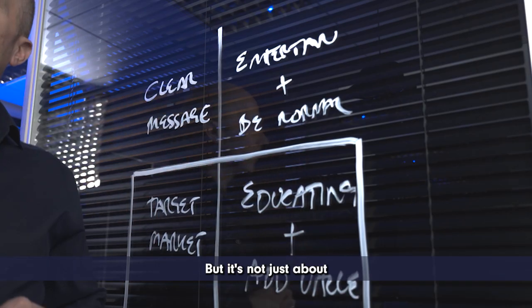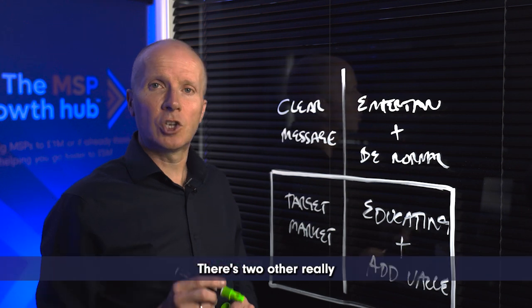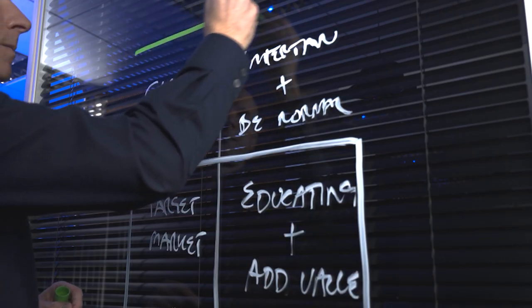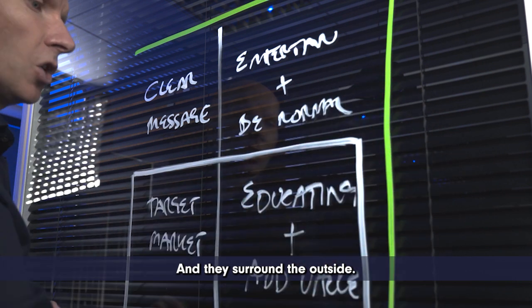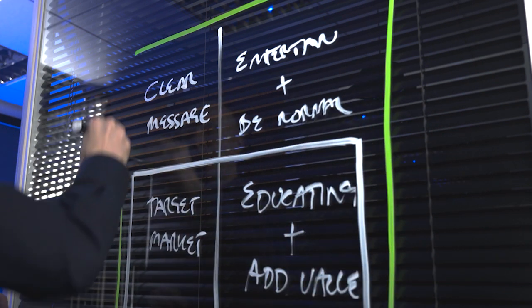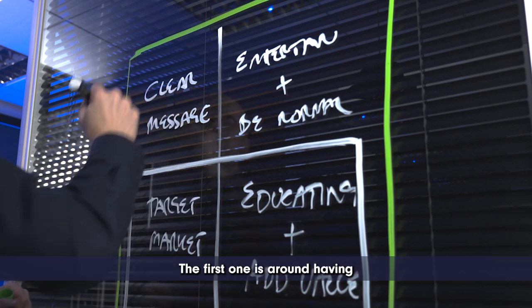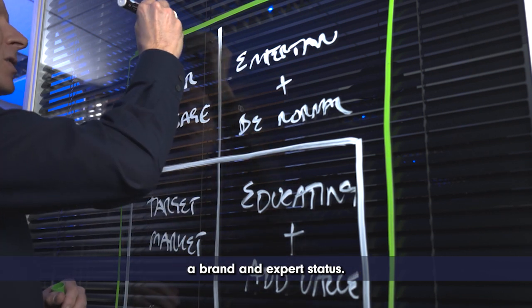But it's not just about these 4 areas. There's 2 other really important aspects that I want you to make a note of here. And they surround the outside. And without having this right, then the whole thing falls apart. The first one is around having a brand and expert status.